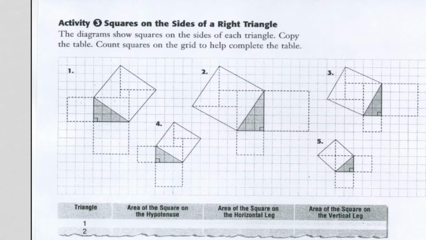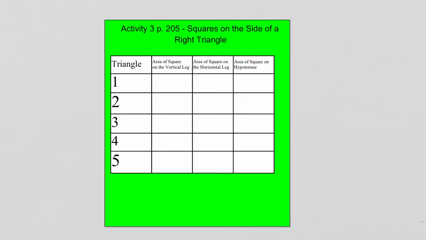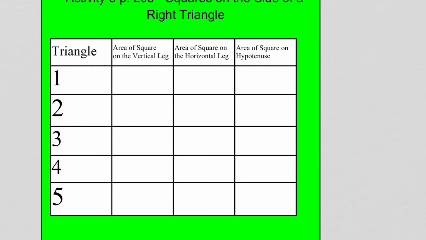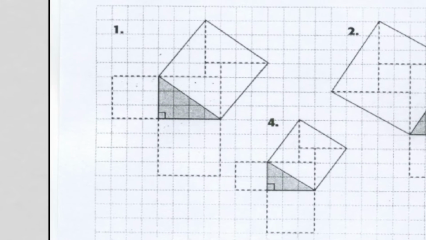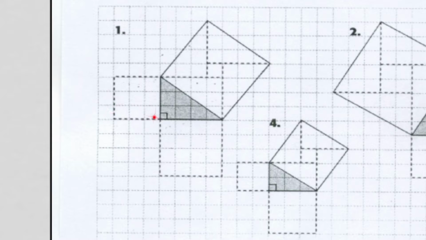So what I had the kids do is make this chart where there are 5 triangles and we're going to calculate the area of the square on the vertical leg, the area of the square on the horizontal leg, the area of the square on the hypotenuse, and hopefully discover some sort of important idea in math.